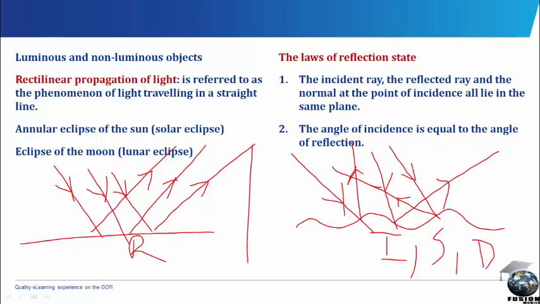There are two basic laws of reflection. The first one says the incident ray, the reflected ray, and the normal. My dear, listen to that. And the normal. It didn't say and the normal ray. No. And the normal at the point of incidence all lie on the same plane.